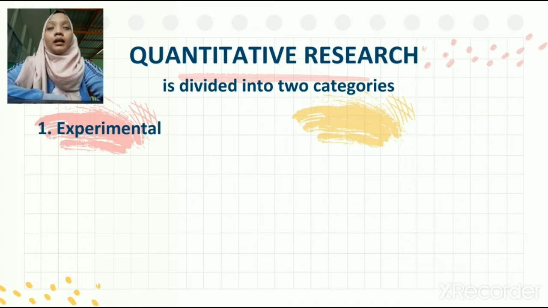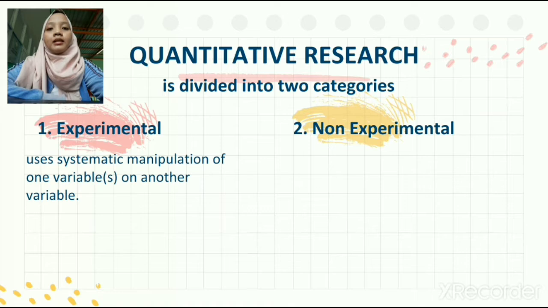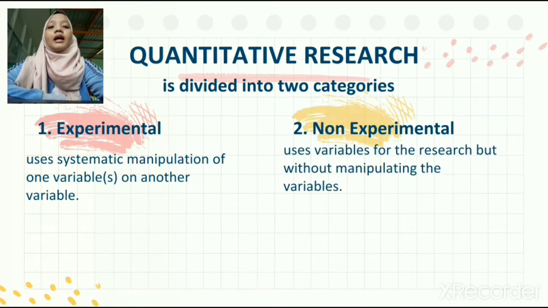First, experimental. Second, non-experimental. What is experimental? Experimental research uses systematic manipulation of variables on another variable, so at least two variables are used in the research. And non-experimental? What is non-experimental? Non-experimental research uses variables for research but without manipulating the variables. Instead, it lets the nature of the variables be.